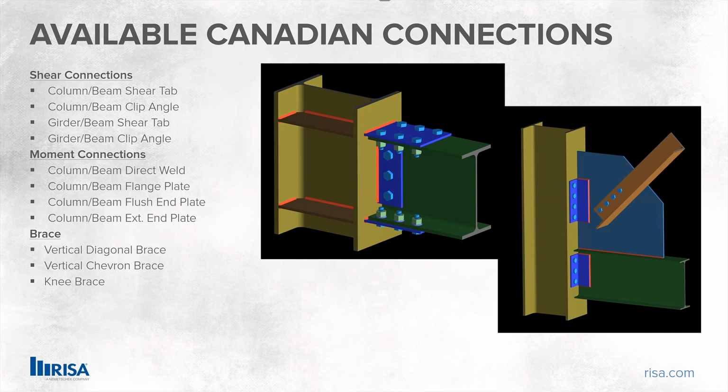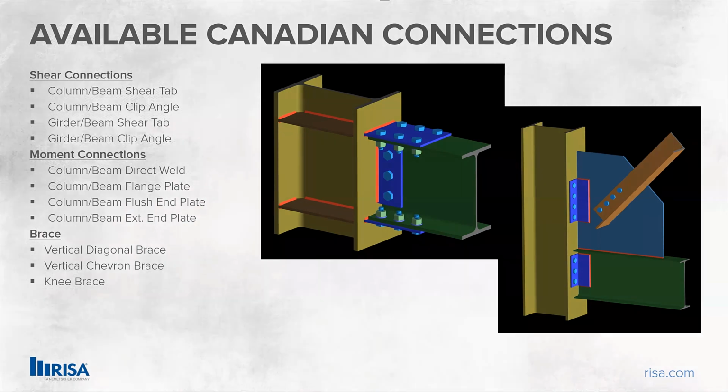As far as the connections currently included in the Canadian version of RISAConnection, we have different shear connections, both column to beam and girder to beam, and moment connections, all column to beam, whether it's direct weld, flange plates, or end plates. With a lot of those connections, you can also use HSS columns, and we'll look at that in a bit. And then also brace connections, whether it's a vertical diagonal brace like we see here on the right side, a vertical chevron brace, or even a knee brace. All those connection types and the provisions that go with them are included in RISAConnection.